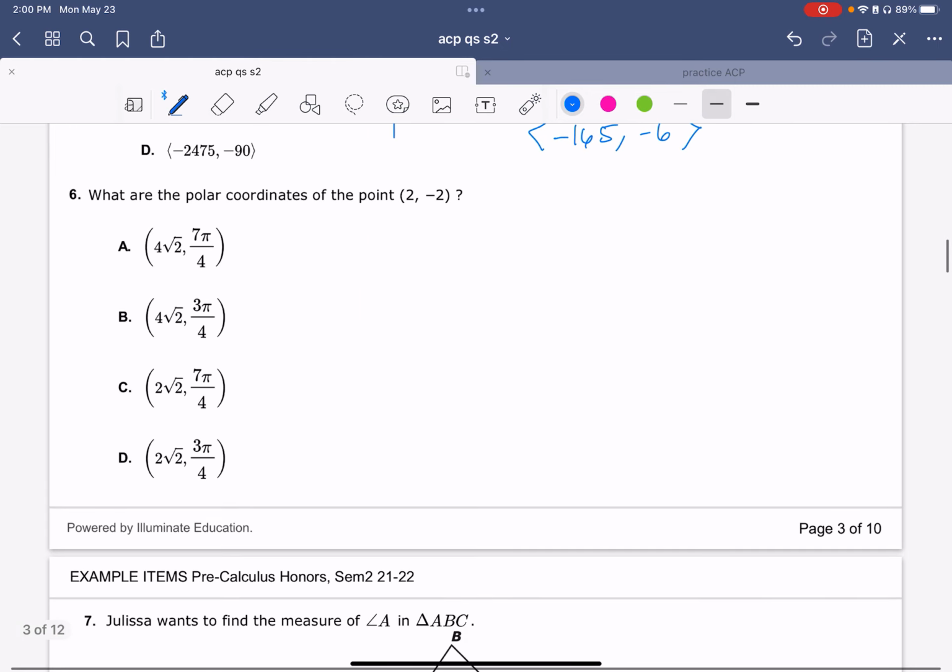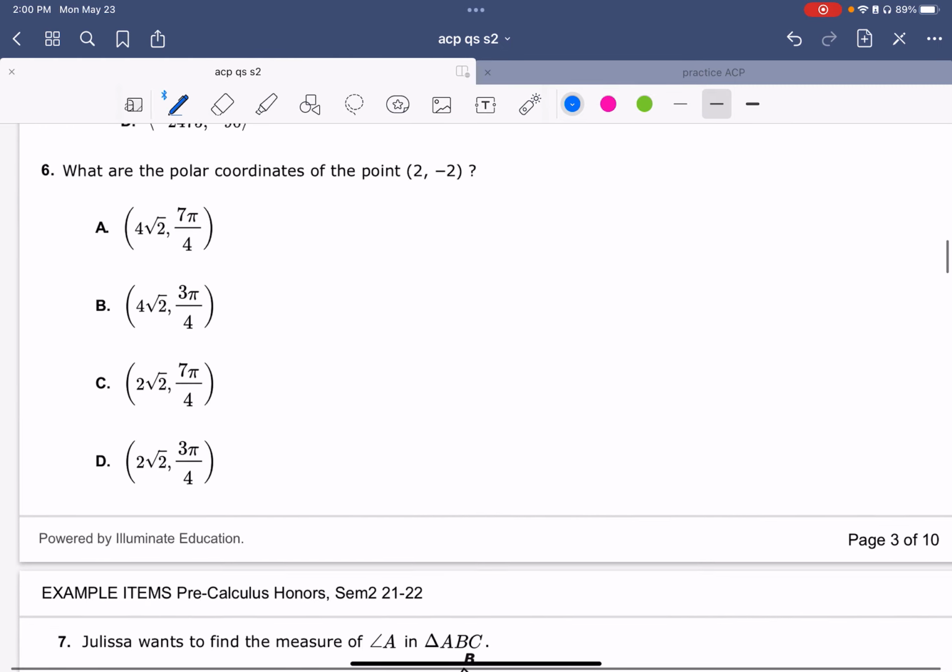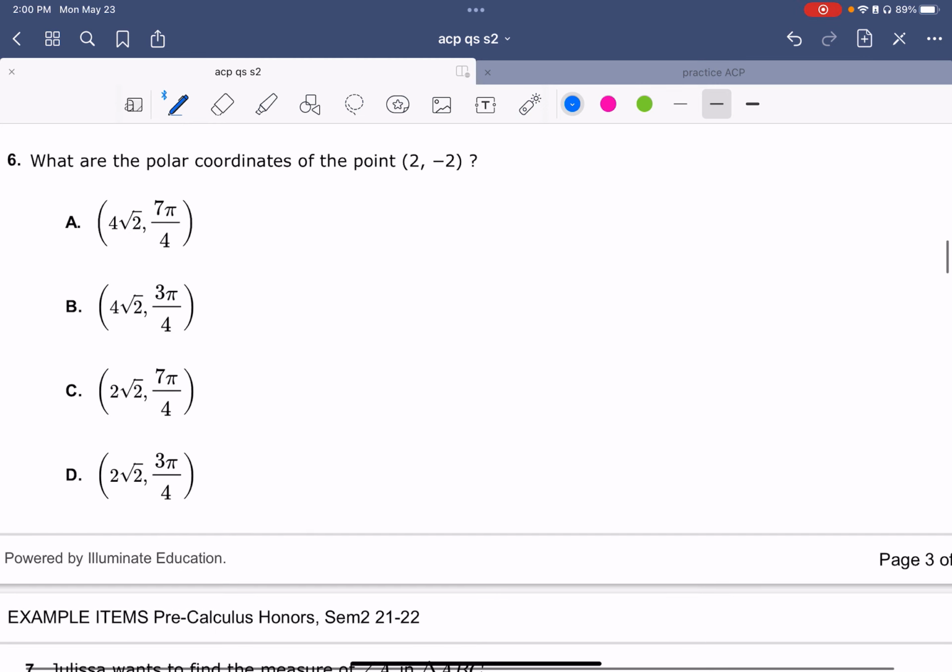All right, moving on to number 6. What are the polar coordinates of the point (2, -2)? Polar coordinates are written in terms of r and theta. This one is given in rectangular form, which is x and y. So the way to find r is a modified version of the Pythagorean theorem: instead of a squared plus b squared equals c squared, you're using r squared equals x squared plus y squared.